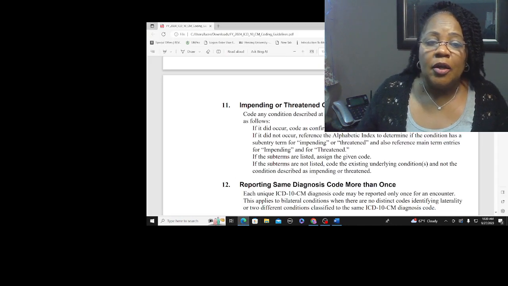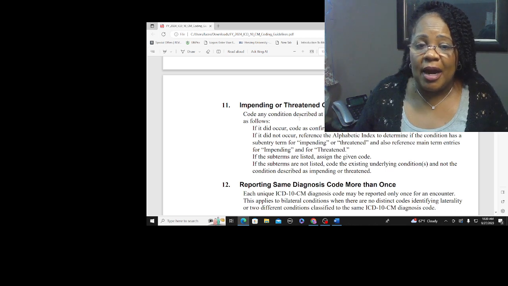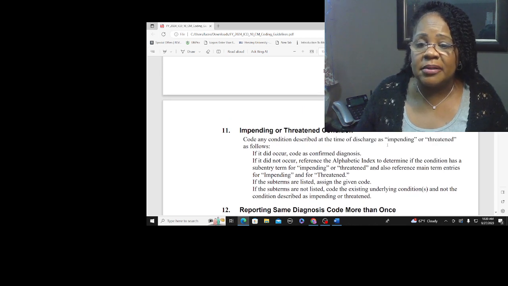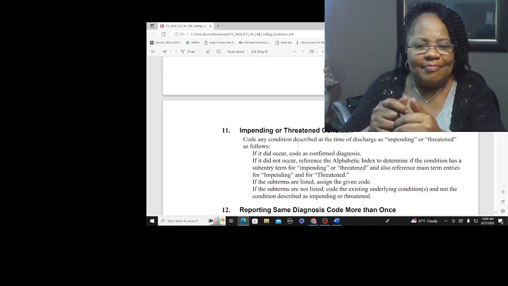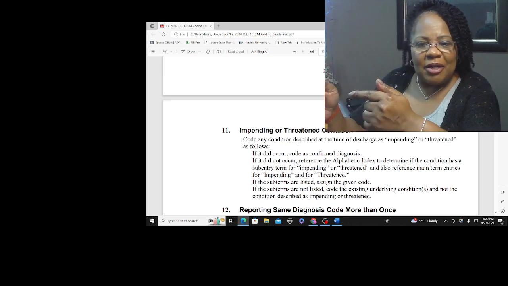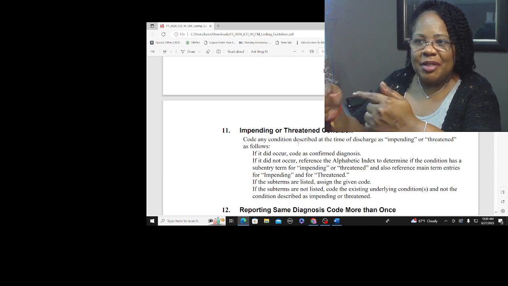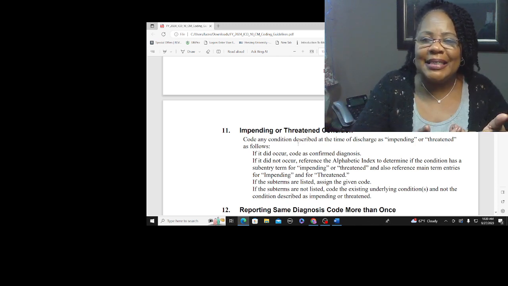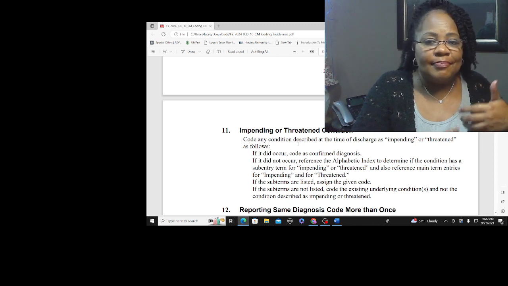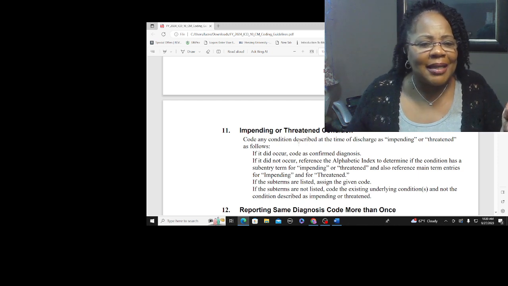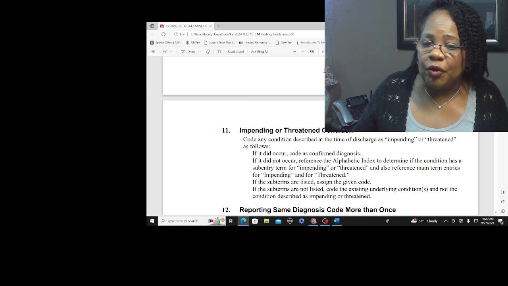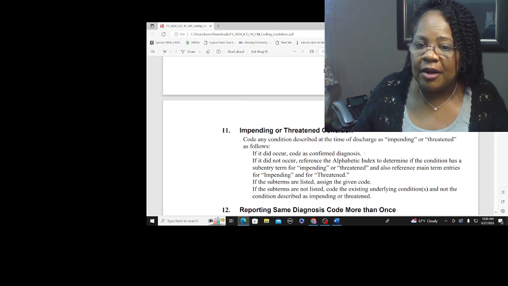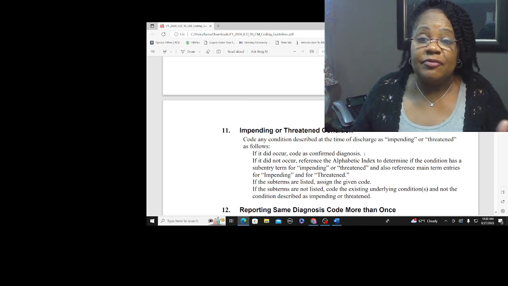All right, impending or threatened conditions. Number 11. Code any condition described at the time of discharge as impending or threatened. When the doctor says, you didn't quite miscarry yet, but you're threatening a miscarriage, or you're impending a myocardial infarction, you're threatening to have a heart attack. If it did occur, then code as a confirmed diagnosis. Miscarriage, heart attack, code it as if it's confirmed.